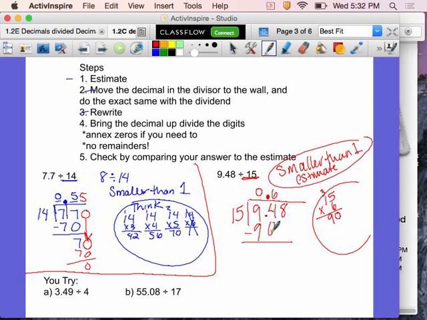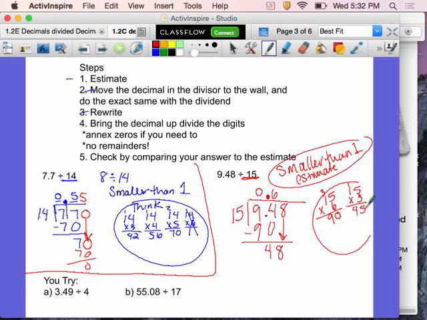Minus, so 94 minus 90 is 4. And I'm going to drop my 8 down. 15 into 48. Well, it's definitely less than 6, so let me try something else. How about I try 3? 15 times 3. 5 times 3 is 15. Carry the 1. 3 times 1 is 3. Plus 1 is 45. That's good.